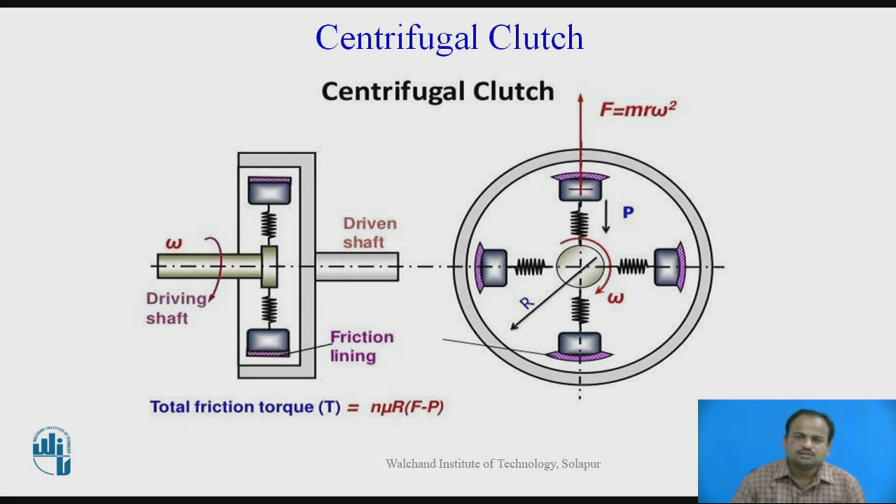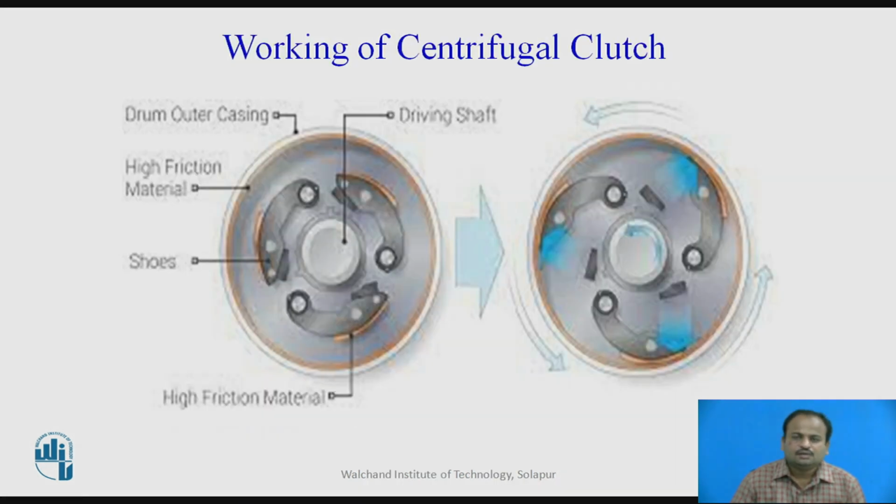And here you can see there is F is equal to m r omega square, the centrifugal force acting over the spring loaded weight, and whenever the weights go away from each other, they are engaged to the outer wheel and the power is transmitted to the driven shaft. Now working of centrifugal clutch is given over here.